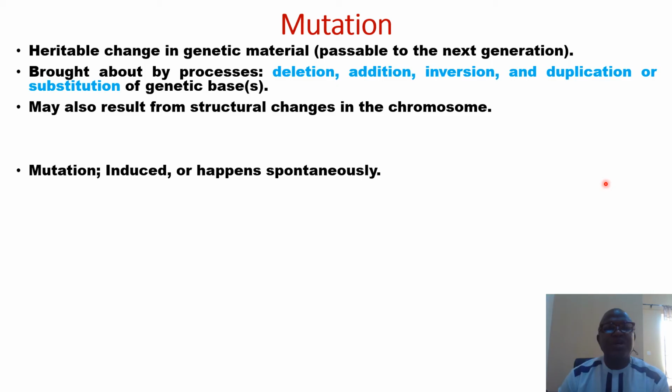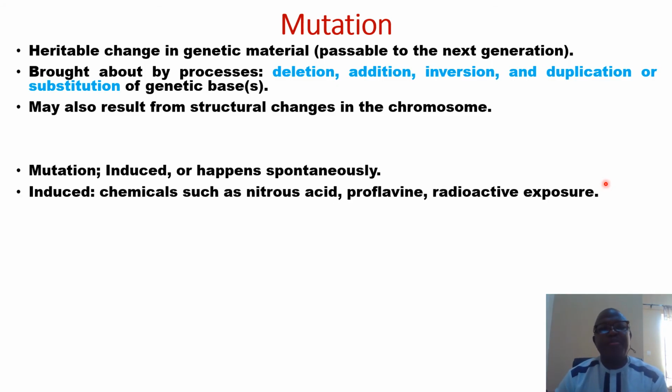Mutation can be naturally induced or artificially induced, and it happens spontaneously. When it is induced, we do it using chemicals such as nitrous oxide, amino acid, mutagens, or radioactive exposure.